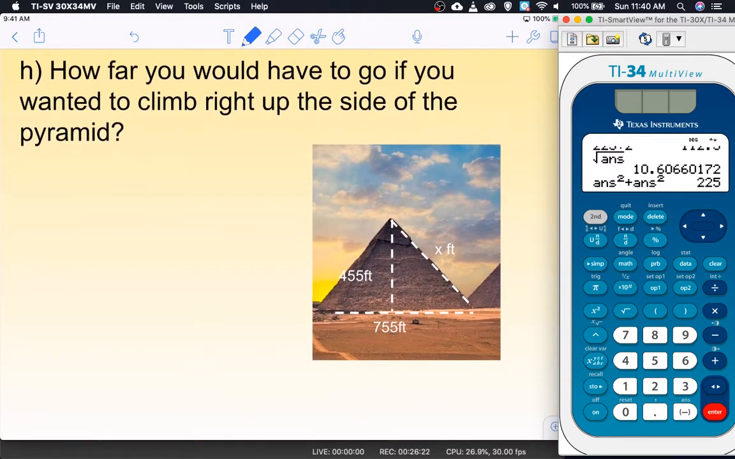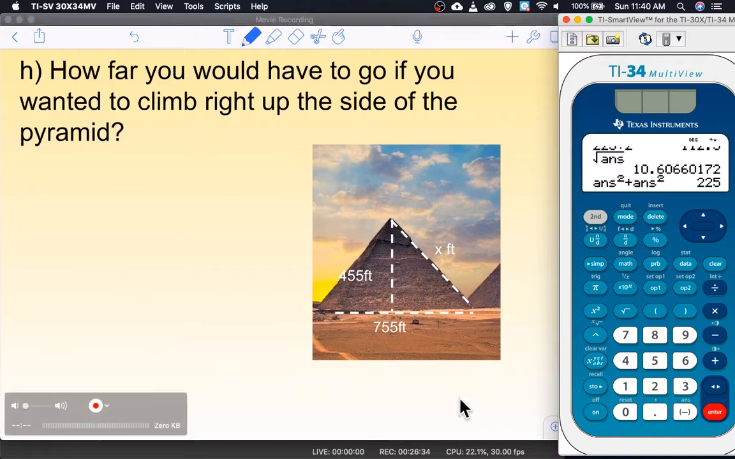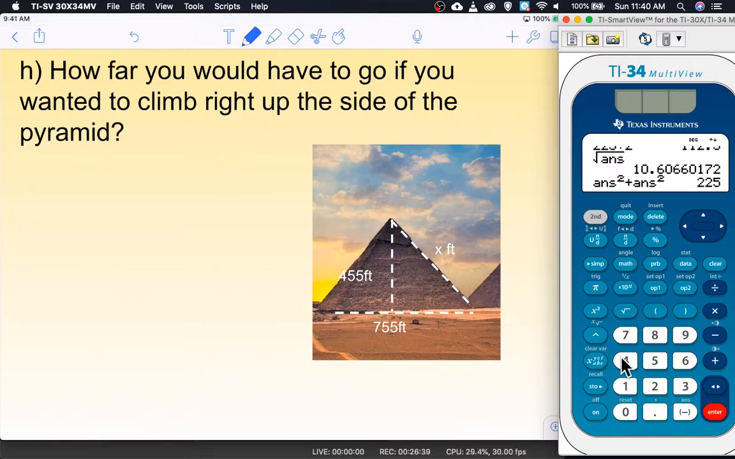So let's actually answer that question from the beginning of the lesson. A little warm-up. How far would you have to go if you wanted to climb up the side of the pyramid? I want you to see if you can solve that one right now. Go ahead and pause the video and solve for x. How far is it up this diagonal here of the pyramid?